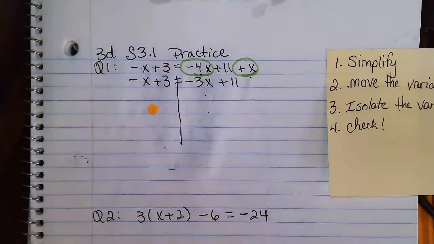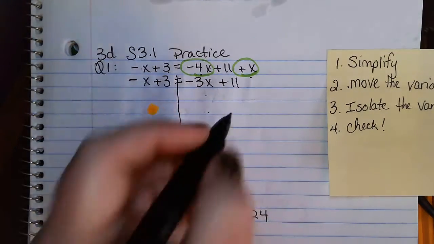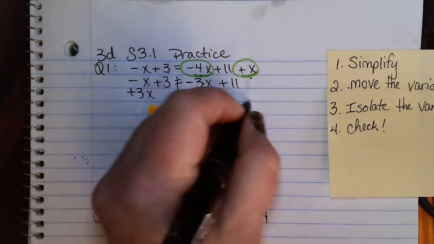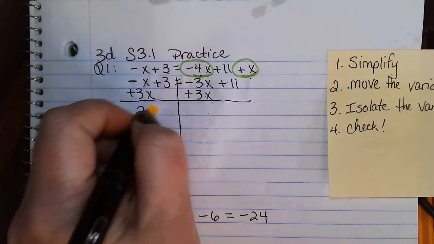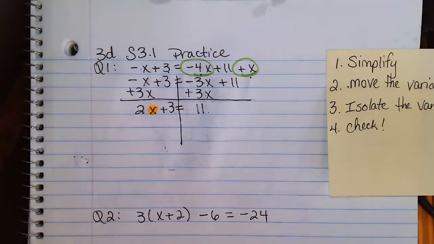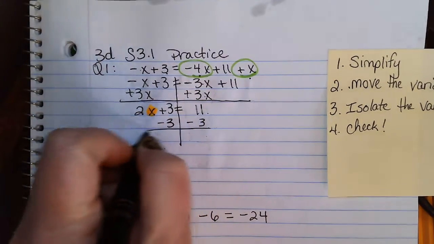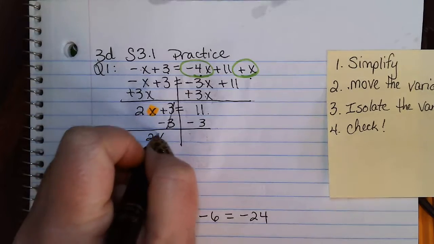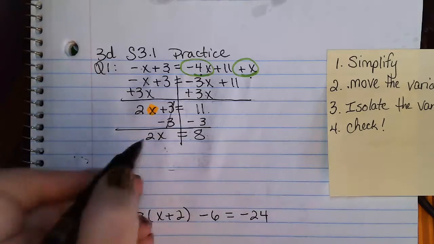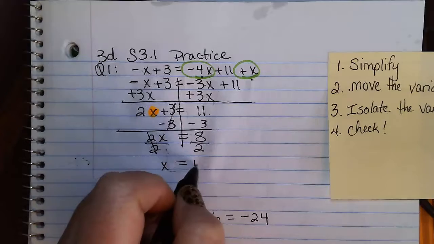I am going to do the same thing to both sides of my equation as I move my variable. I am going to choose to add 3x to both sides so that I have positive 2x plus 3 on the left and 11 on the right. I am going to subtract 3 from both sides to get 2x equals 8. I am going to undo multiplication with division, and x equals 4.